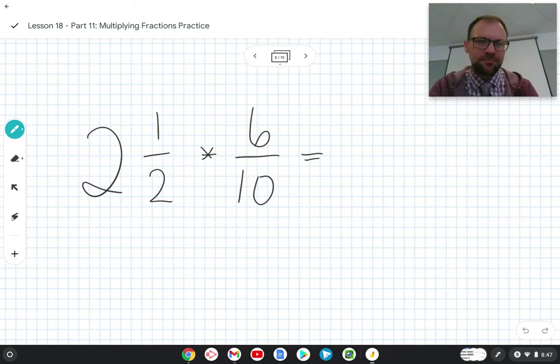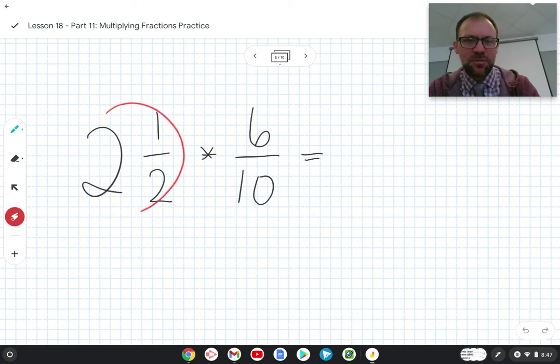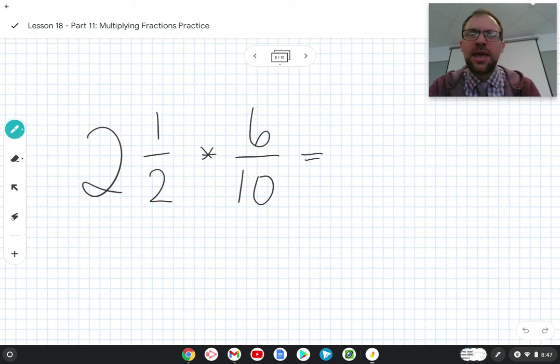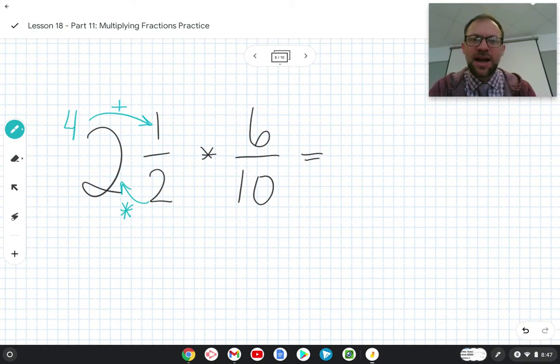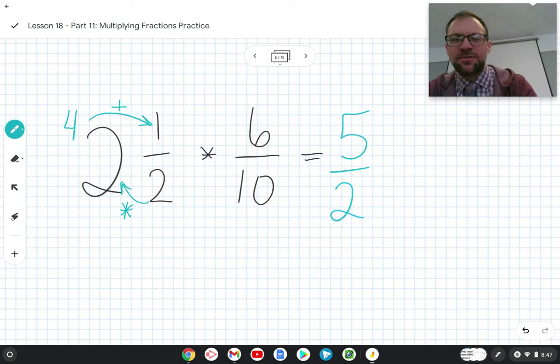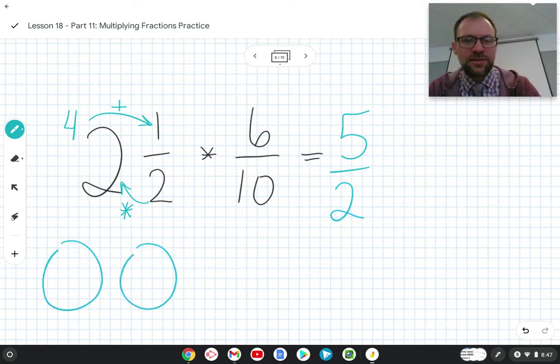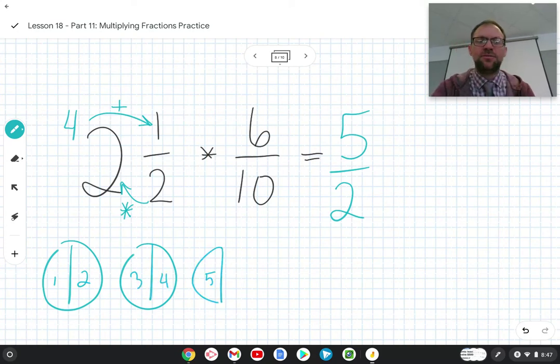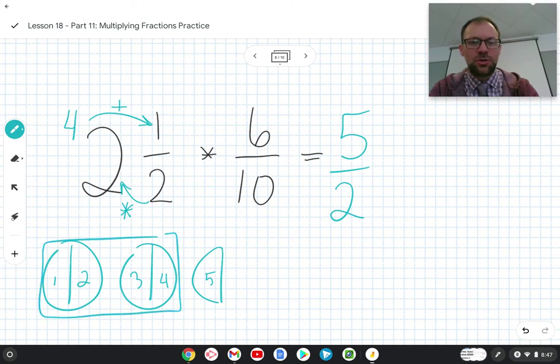Okay, let's do it. First, we must take the mixed number and turn it into an improper fraction. So we'll multiply 2 times 2, and we'll get 4. And then we'll add to the 4 this 1 here, and we'll get 5 halves. So 2 and 1 half becomes 5 halves. And a drawing of that would look like this. There's 1, 2 halves, 3, 4 halves, 5 halves, which is two wholes and 1 half, 5 halves.